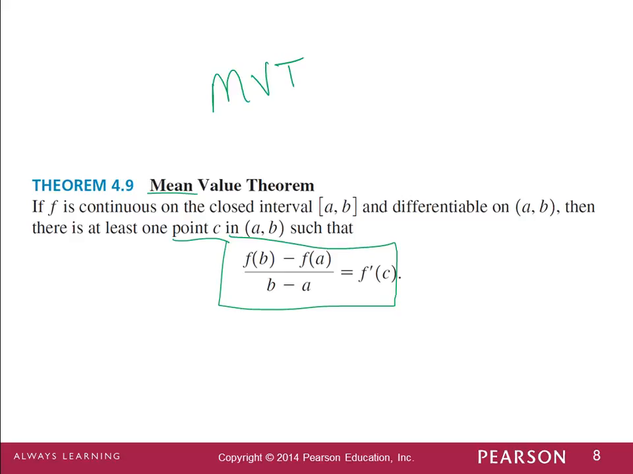Okay, the mean value theorem tells us that there has to be some point where our instantaneous rate of change is equivalent to the average rate of change over that interval, as long as we have a continuous function on that interval. Continuous and differentiable on the interval.